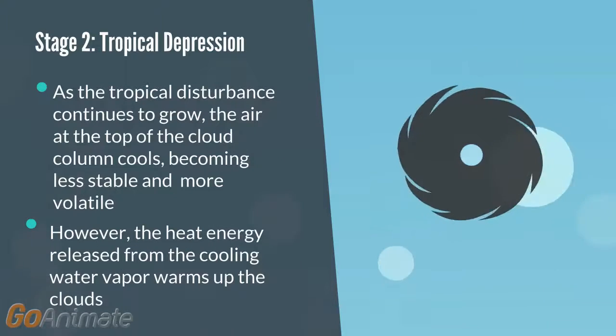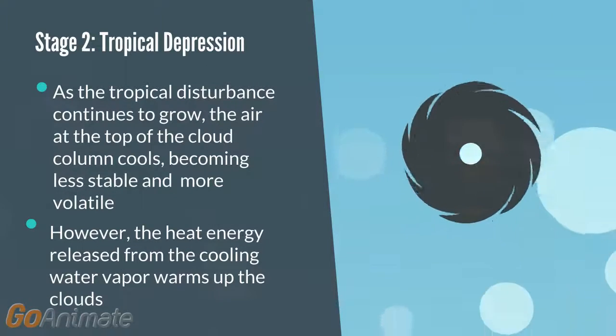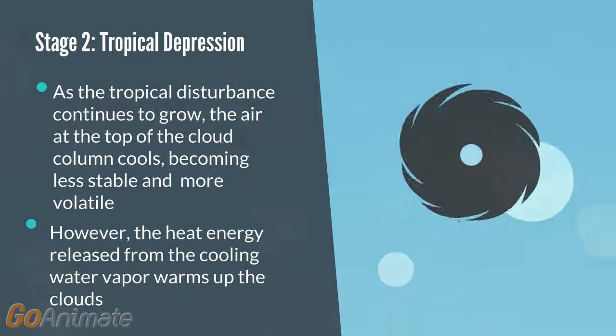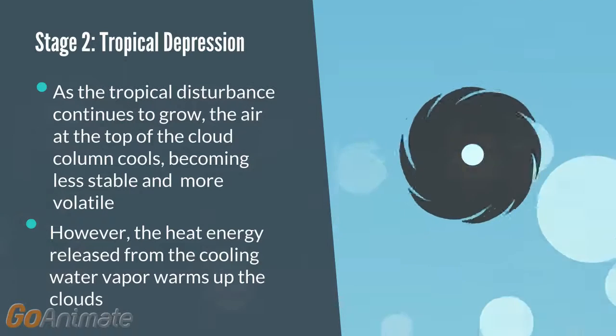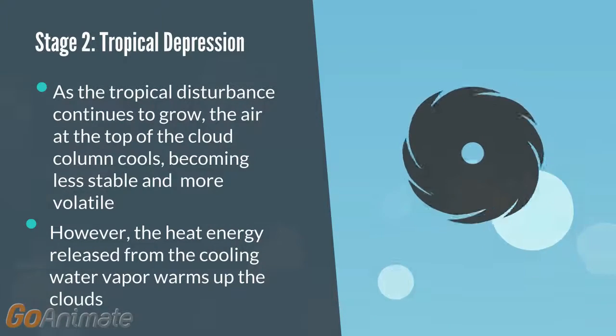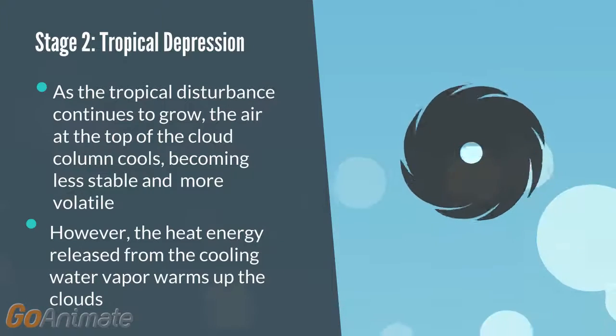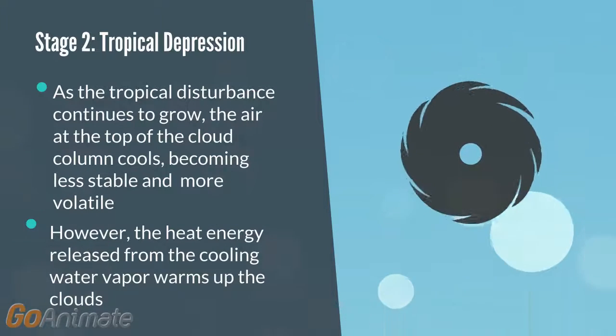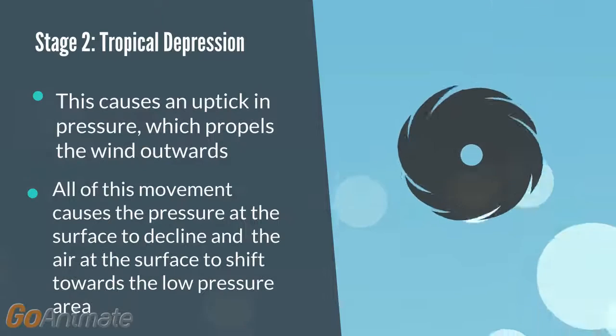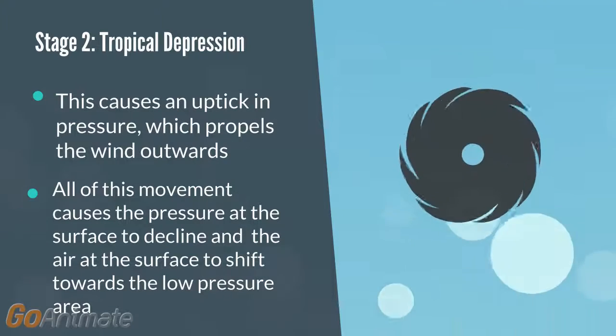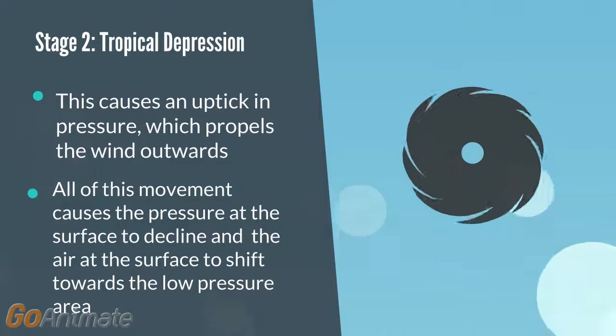Stage 2. Tropical depression. As the tropical disturbance continues to grow, the air at the top of the cloud column cools, becoming less stable and more volatile. However, the heat energy released from the cooling water vapor warms up the clouds. This causes an uptick in pressure which propels the wind outwards.